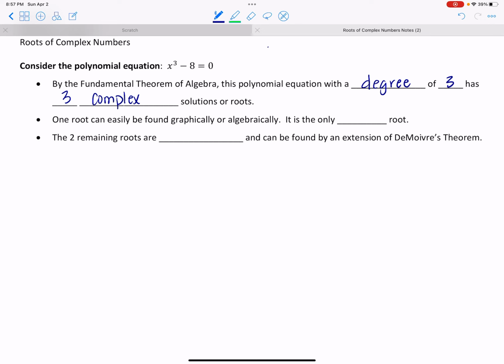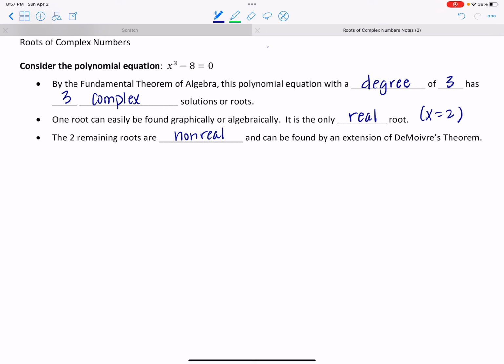It is the only real root that exists for this, the only real solution. And again, that was at x equals 2. The 2 remaining roots are non-real. And although we could find them by factoring, that's not always going to be an option, so I want to show you how we can find them using an extension of De Moivre's theorem. I have a really hard time with that name, sorry.